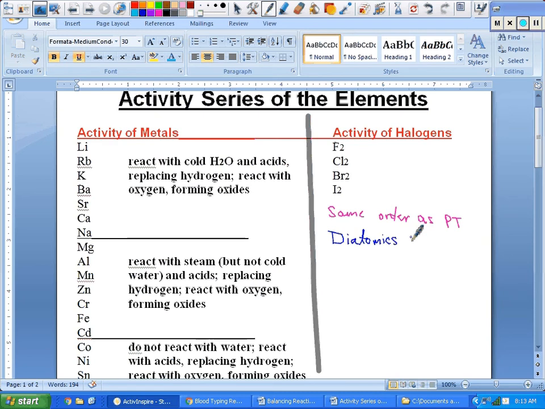There are 3 other diatomics. Who are the other 3? Oxygen, hydrogen, and nitrogen. Remember, they all end in gen. Hydrogen, nitrogen, oxygen, and the halogens. Okay? Also, we talked about this. This first group, this top group, is it the most reactive or least reactive? It is the most reactive. So again, if you want to call this the hotness list, who is the hottest on the list? Lithium.